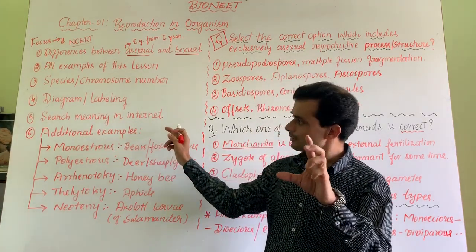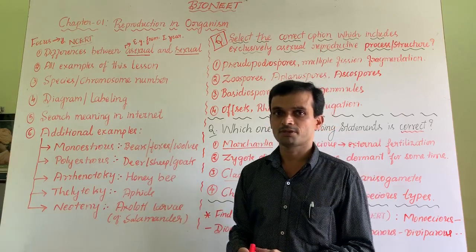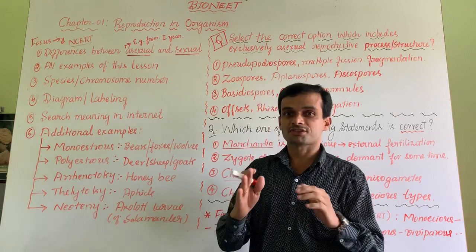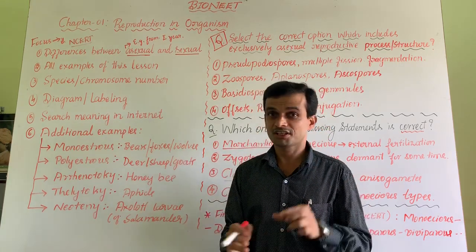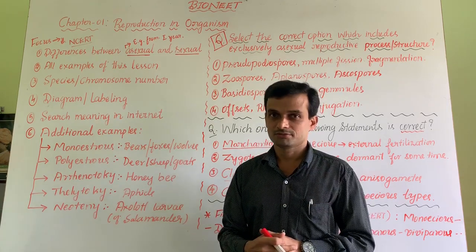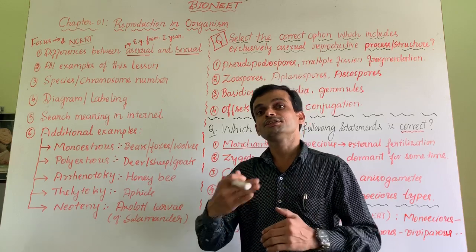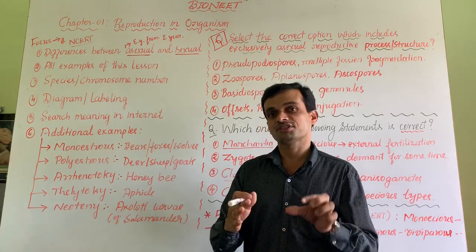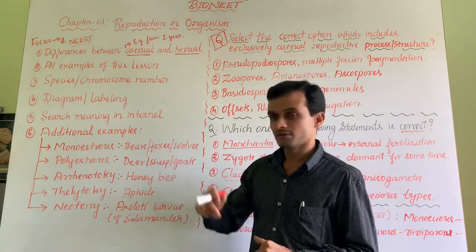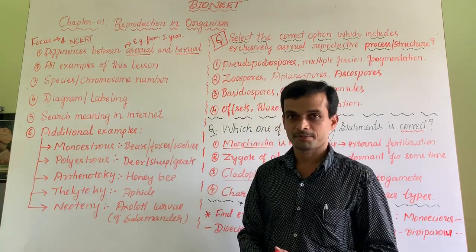Search the meaning of the terms wherever it is not clear. For example, many species undergo concomitant changes during aging. There is the word concomitant in the same lesson. Just find out. There is slowness in metabolism and there are many age related changes. Those changes are called concomitant changes. Then lastly, you have to focus on some more additional examples.